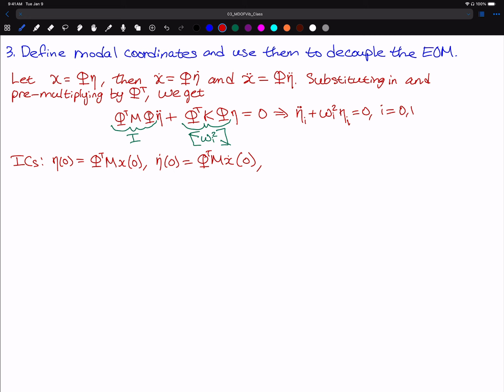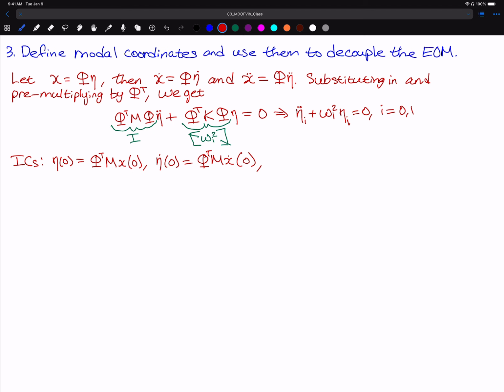With the matrix form, we went and solved and computed the natural frequencies and the mode shapes. We then mass orthonormalized those and created the modal matrix. We then defined modal coordinates and used them to decouple the equations of motion. By doing so, we end up finding a set of two equations for i equals 0 and 1 of this single degree of freedom harmonic oscillator equation, or second order ODE. We then want to go and compute the initial conditions.